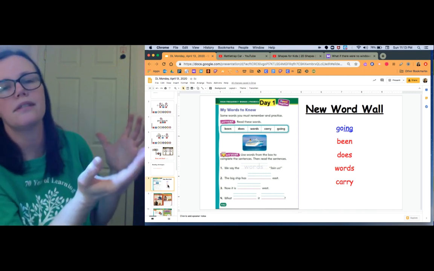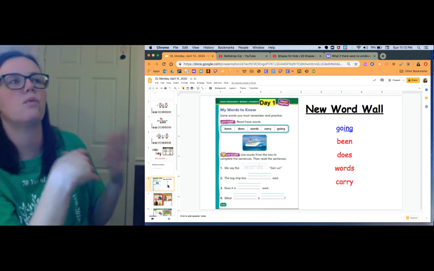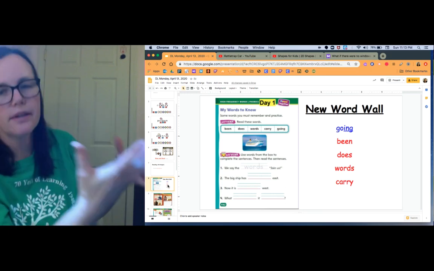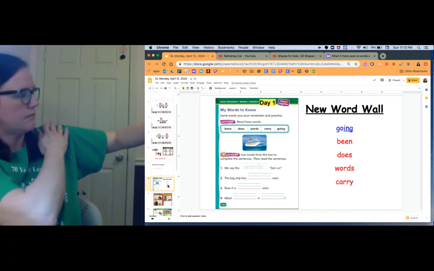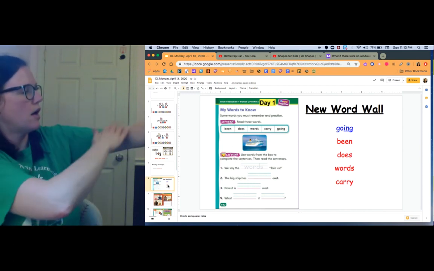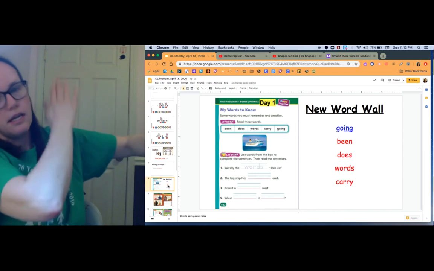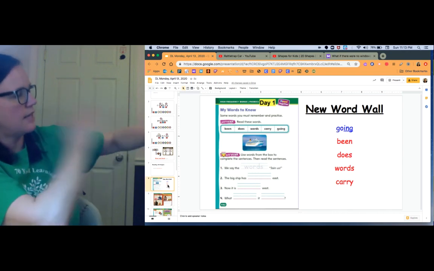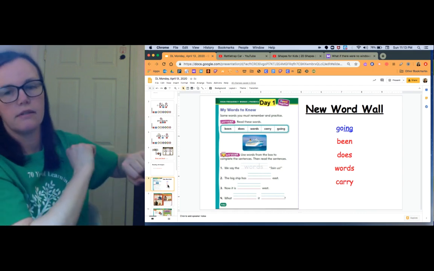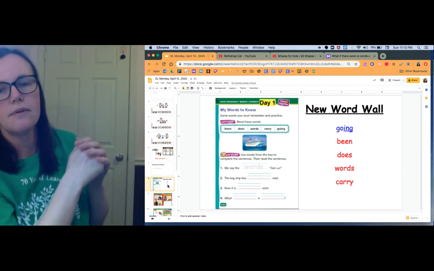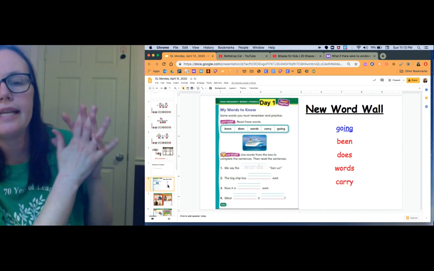Next word, words. And you guys see words all the time because we see new word wall words, words I should know, vocabulary words. So this is one of those words that we see all the time. W-O-R-D-S, words. W-O-R-D-S, words. W-O-R-D-S, words.